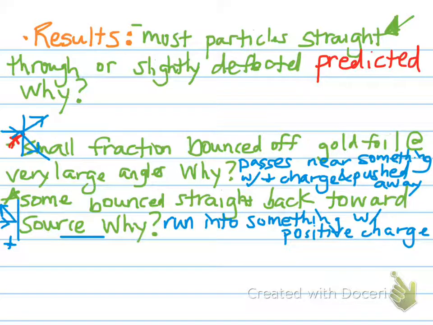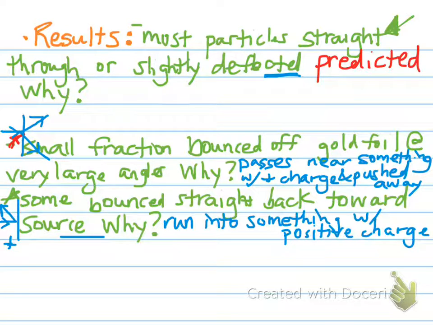I'm starting to get this idea that there's something inside this atom that has a positive charge that these alpha particles can run into. And sometimes if these alpha particles get kind of close to it, but they don't quite hit it, they're really deflected. Well, then what is happening up here? Why did most of them go through this gold foil straight through or with just a slight deflection?